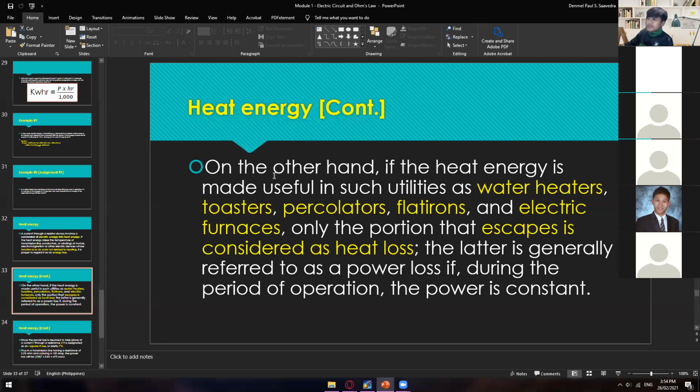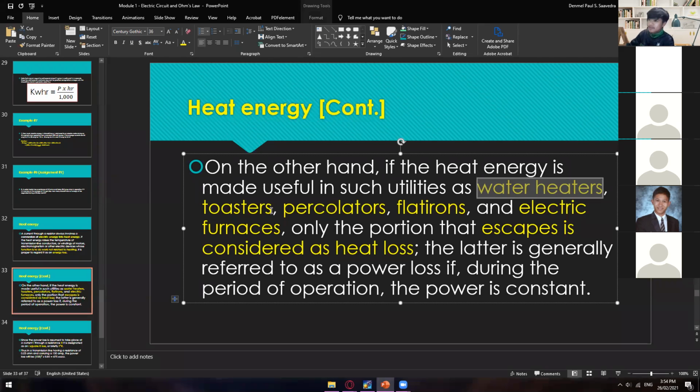All right. On the other hand, if the goal of that circuit is to make the component really, really hot, for example the water heaters, toasters, percolators, flat irons, electric furnaces, etc., that heat something, then that is not an energy loss, because we're taking advantage of the functionality of your resistor, wherein you're heating up something, wherein it has a goal.